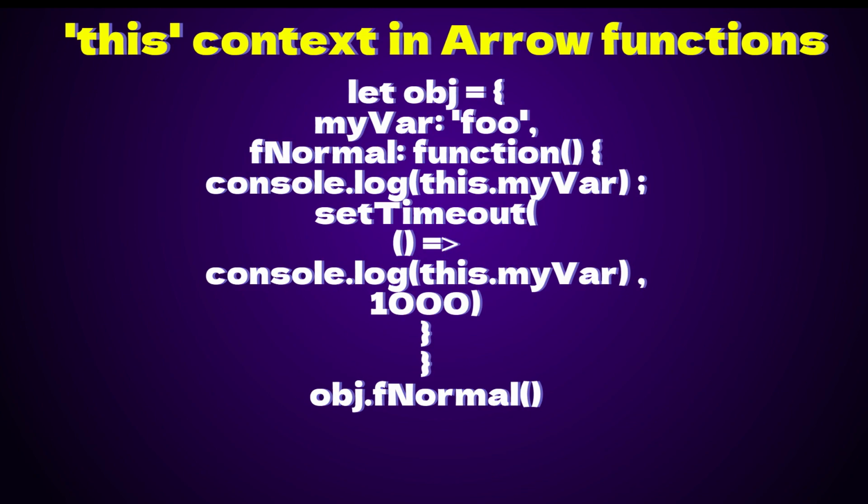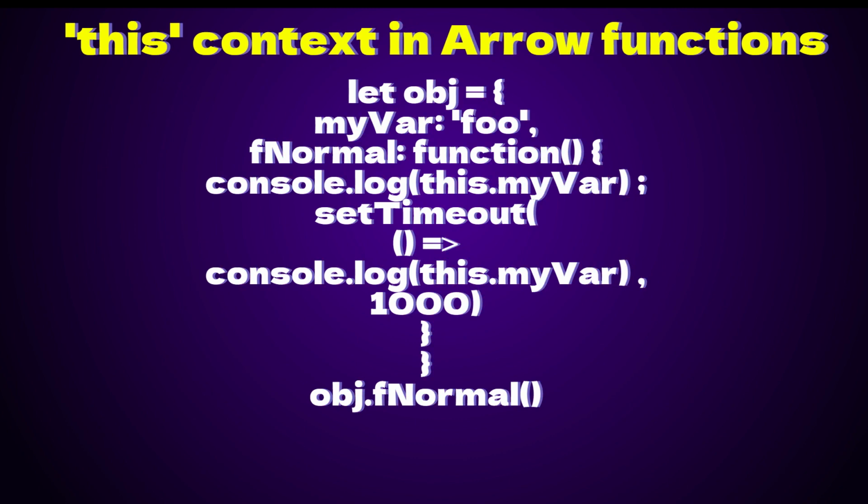Let us take the same code example, but this time instead of a regular function, we pass an arrow function as a callback function to the setTimeout method. We have to keep in mind that arrow functions do not have their own this. They inherit this from its enclosing lexical scope. The lexical scope of the arrow function means where the function is defined rather than from where the function is called.